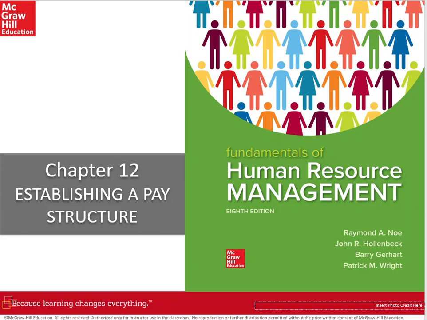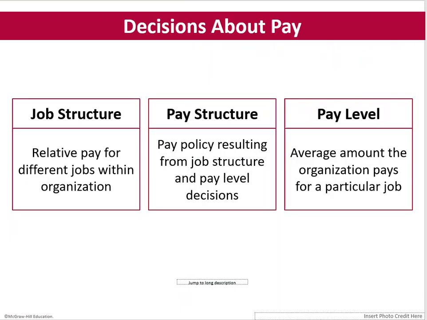Okay, starting Module 4, our Chapter 12 is Establishing a Pay Structure. So decisions about pay, job structure, relative pay for different jobs within an organization. The company I used to work for had different grades, and each job was given a grade, and therefore that dictated what pay structure they had. The pay policy results from job structure and pay level decisions, and pay level is the average amount an organization pays for a particular job.